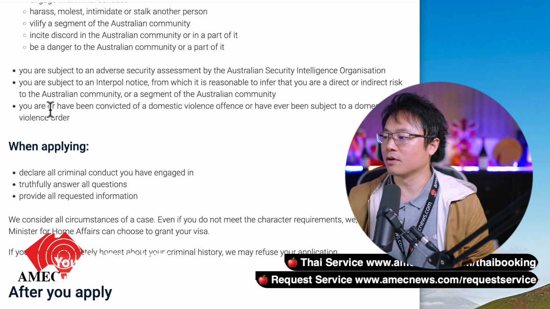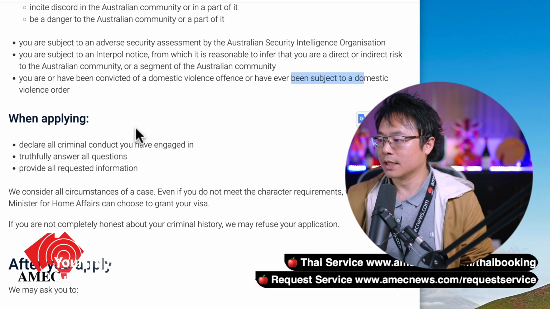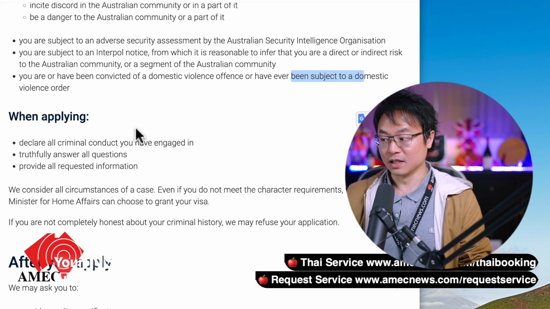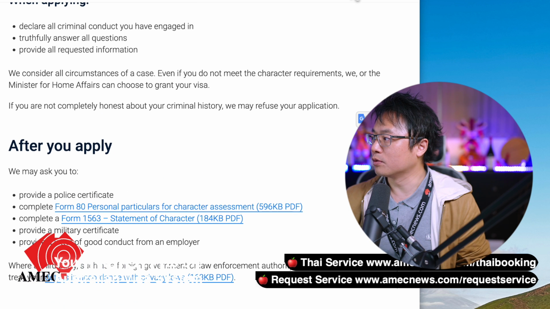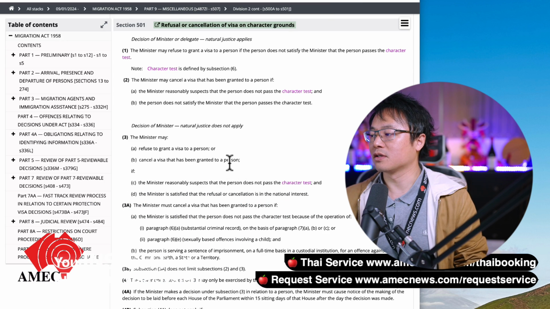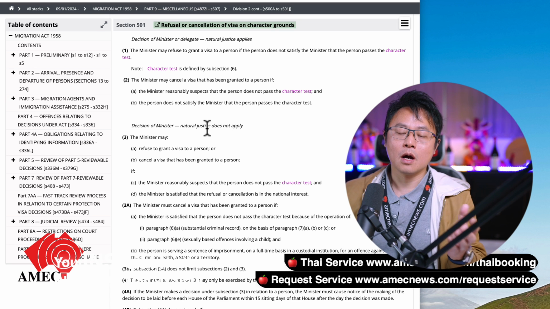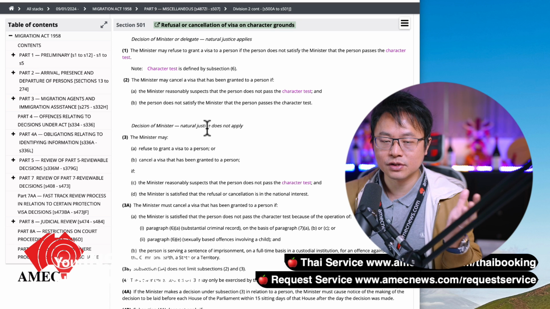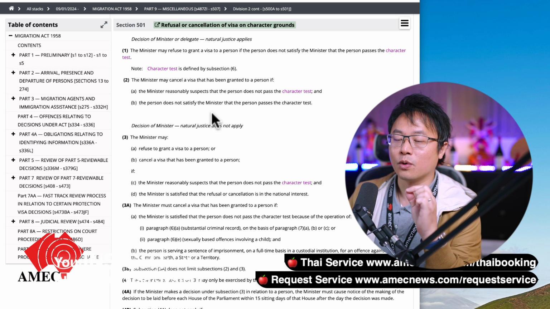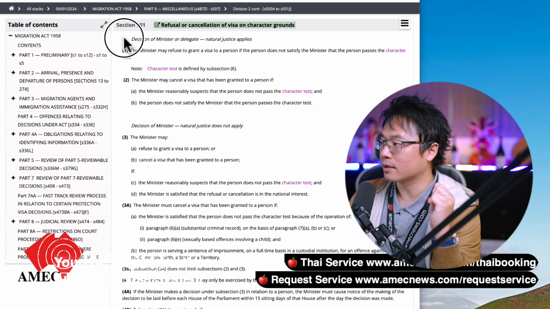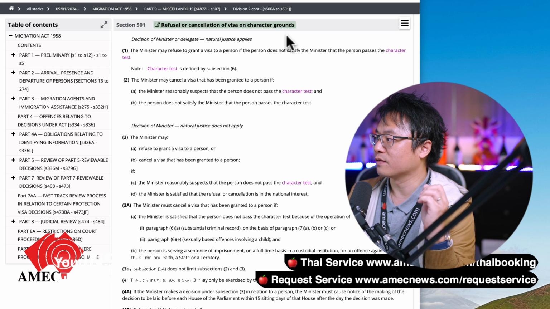And last but not least, you have been convicted of a domestic violence offense, or have been subject to a domestic violence order. Now that's clearly not good. I wanted to draw your attention to the actual law. It's a little bit more difficult to read, but a lot of people may ask how serious a criminal conduct has to be to trigger a refusal or cancellation of a visa application. So we're at section 501, whose title reads refusal or cancellation of visa, character grounds.